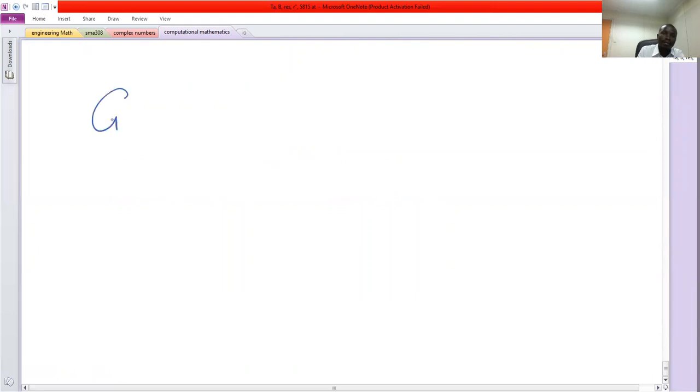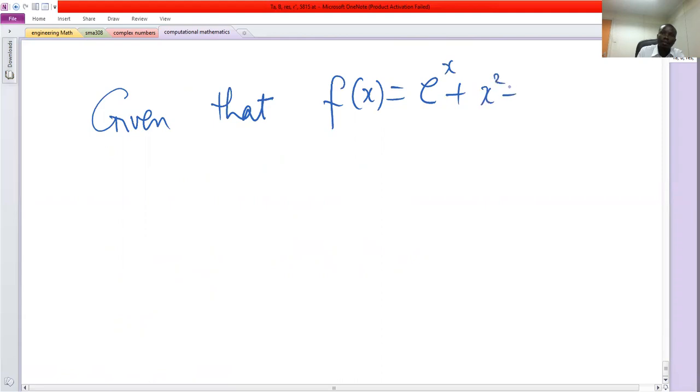Number 2: given that f of x equals e raised to power x plus x squared plus 3, find f of 2, and then f of 0.